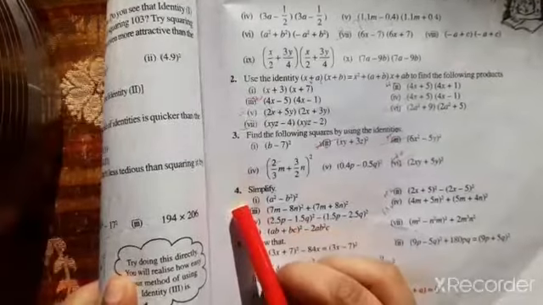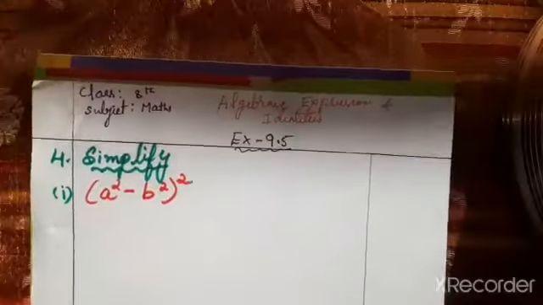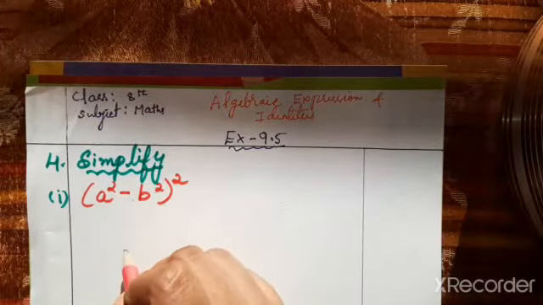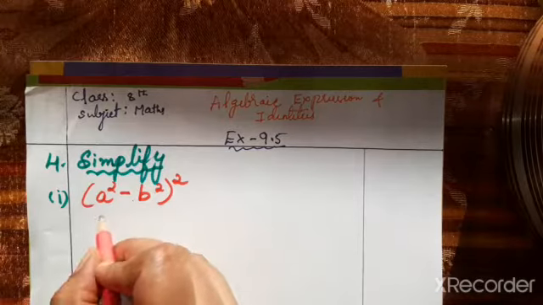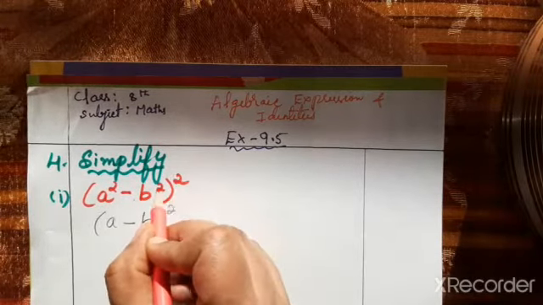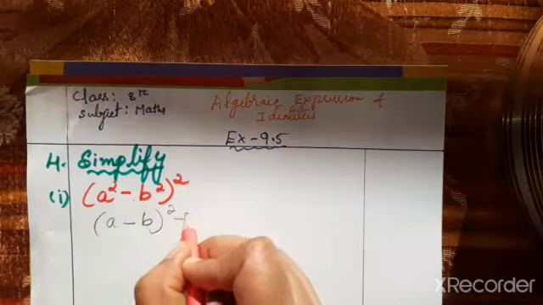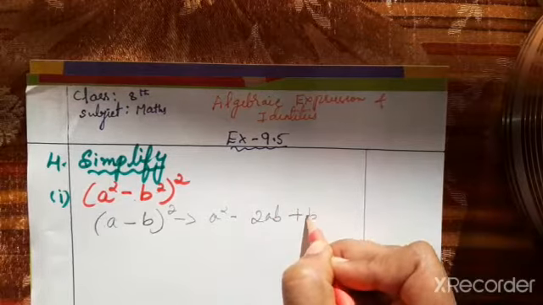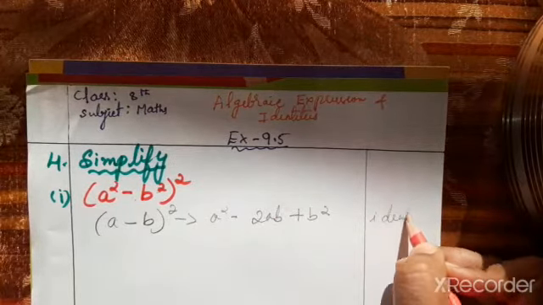Now the fourth question: simplify (a² − b²)². Now simplify that (a² − b²)². So which identity can we use here? Yes, here we can use (a − b)². So (a − b)² equals, what is the identity? Equals a² − 2ab + b². This is the identity we use here.